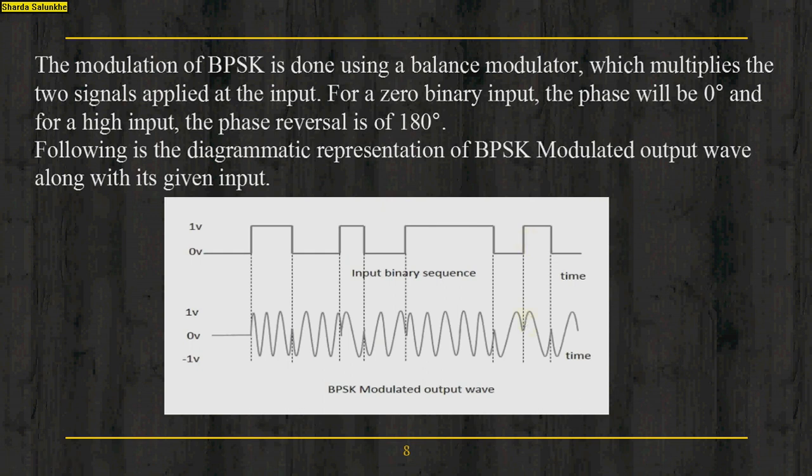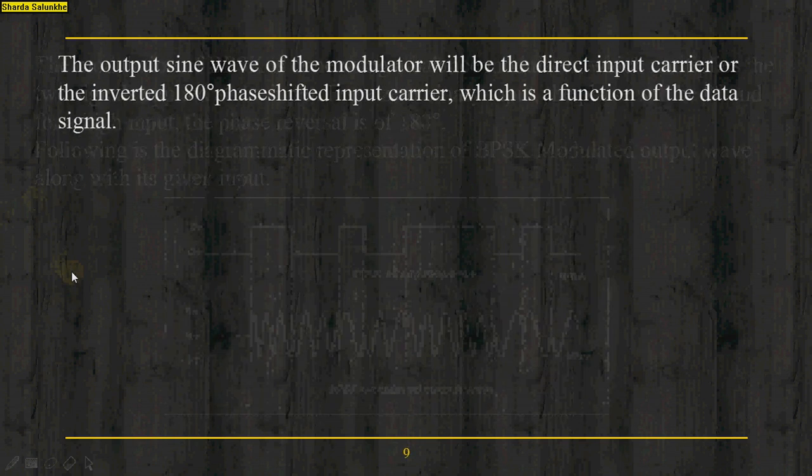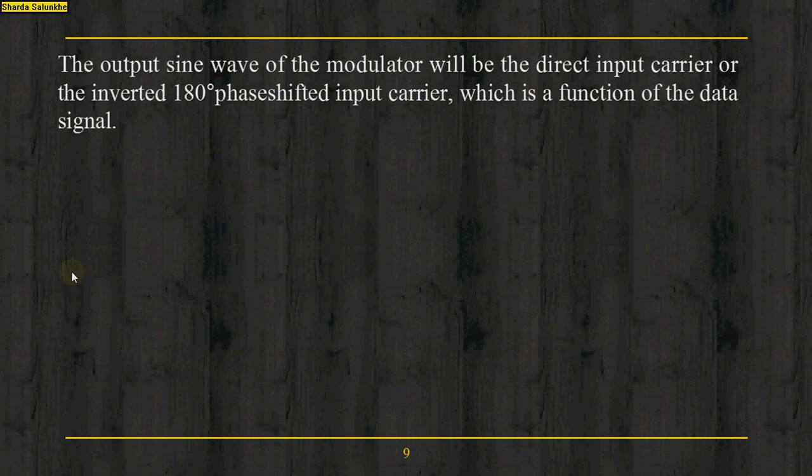If the phase is negative, it indicates or transfers the 0 symbol. If the phase is positive, then it transfers the 1 symbol. The output sine wave of the modulator will be the direct input carrier or the inverted 180 degree phase shifted input carrier, which is a function of the data signal.